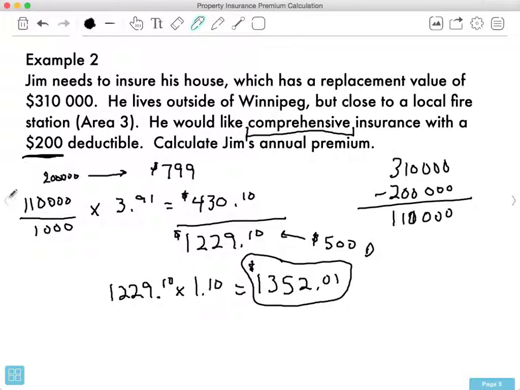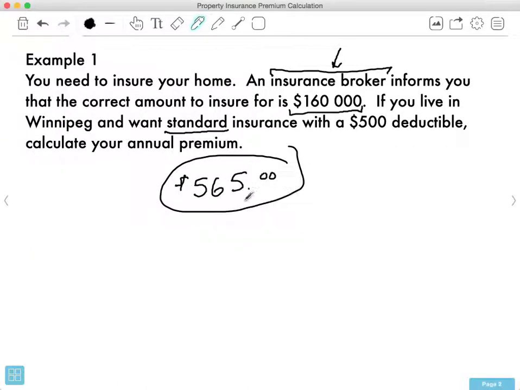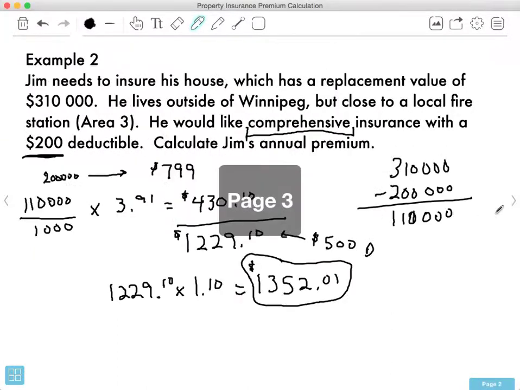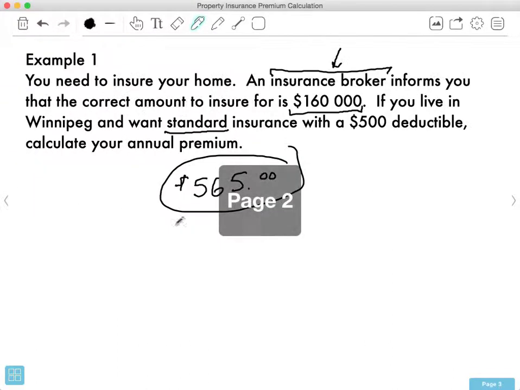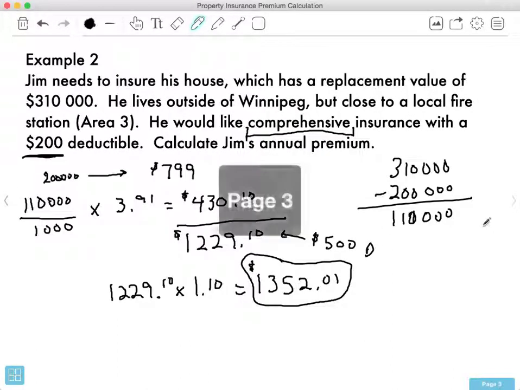Notice the difference between these two questions. This one was just reading a number off the table, and this one was quite a bit more involved. Any of these property insurance questions could have difficulty anywhere between these two extremes. This is the easiest you're going to see, and this is the hardest. That's supposed to be a D.